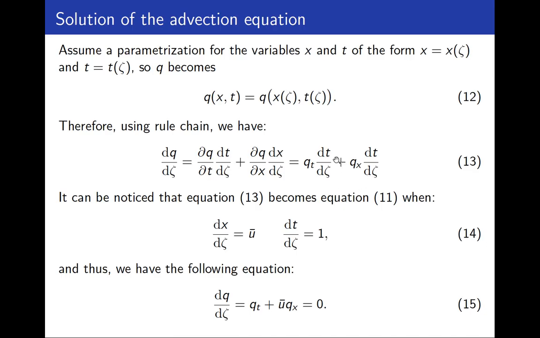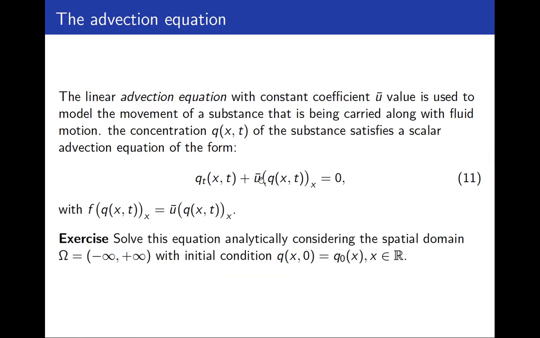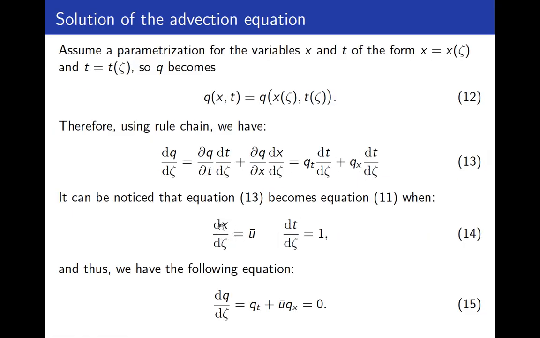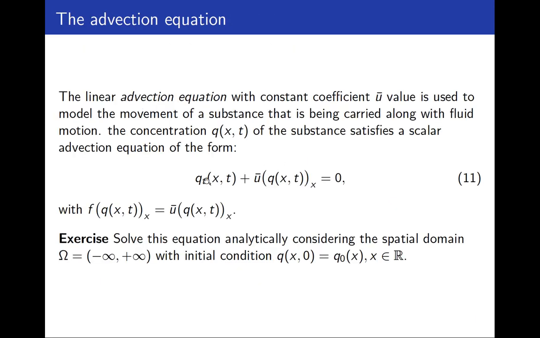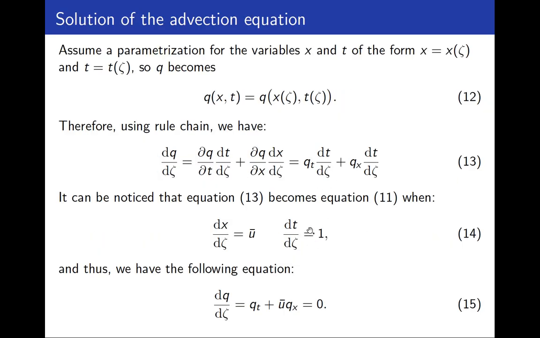Here it should be dx with respect to this parameter. You can notice that q_x multiplied by u becomes this term under this condition, and this term, in order to be equal to this term, the derivative of t with respect to this parameter has to be equal to 1. So under these conditions, the conditions from equation 14, equation 13 becomes equation 11. And thus, we have the following equation.